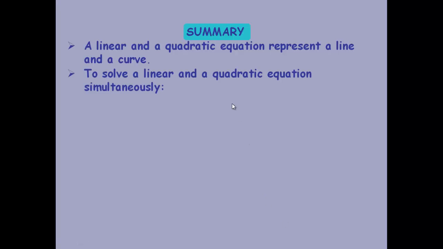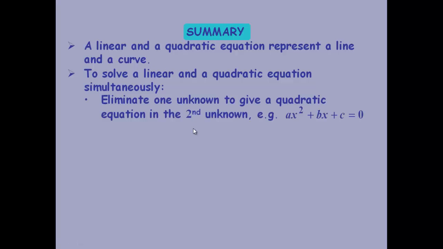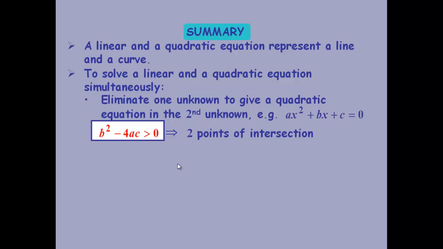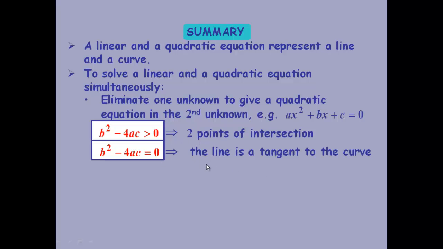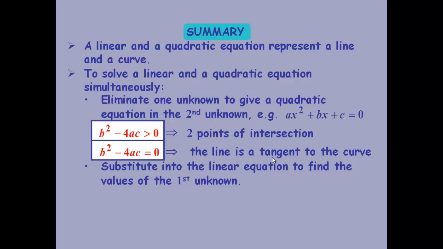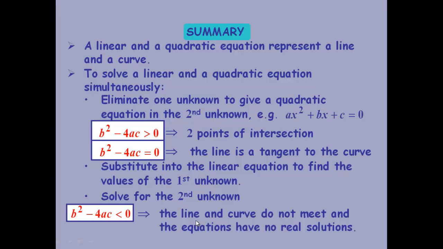To summarise, if we have a linear and a quadratic equation representing a line and a curve, we can solve them in the way that we've just done. And importantly, we can use the discriminant part of the quadratic formula when they're in this form here, ax squared plus bx plus c, to tell us how many points of intersection. If the discriminant's greater than 0, we have two points of intersection. If the discriminant is equal to 0, we have a repeated root. The line is tangent to the curve. And if it's less than 0, then the line and the curve don't meet, and we have no real solutions.